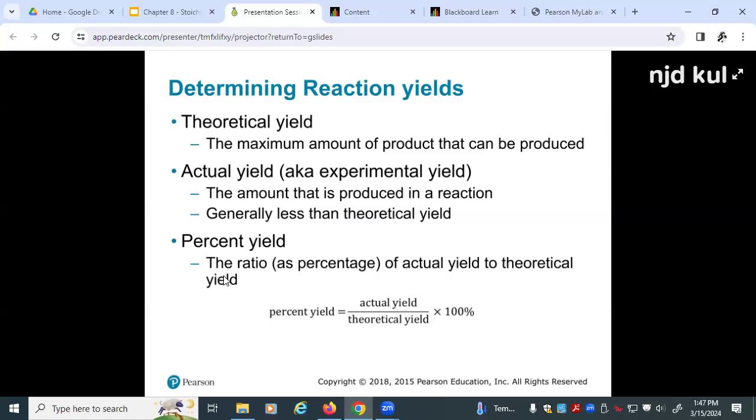But we can look at calculating yields and calculating percent yields through this pretty simple equation. If I take what was actually done versus what we should have gotten and multiply that ratio by 100%, I get percent yield.